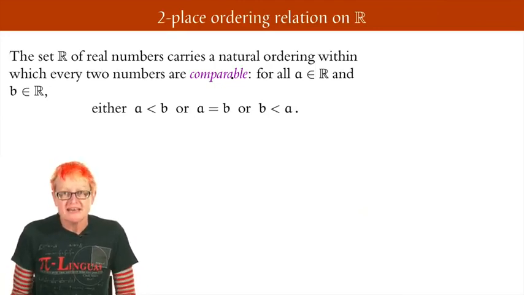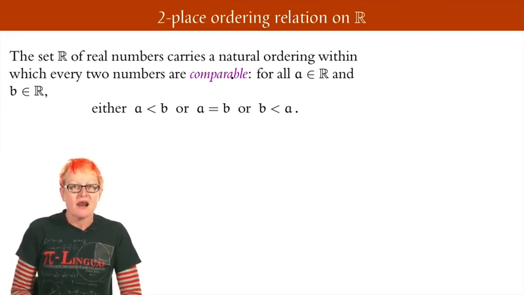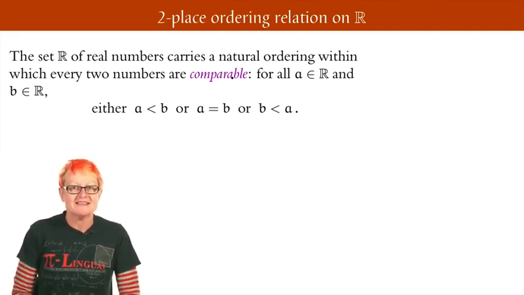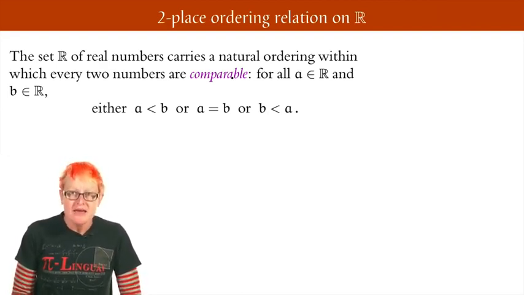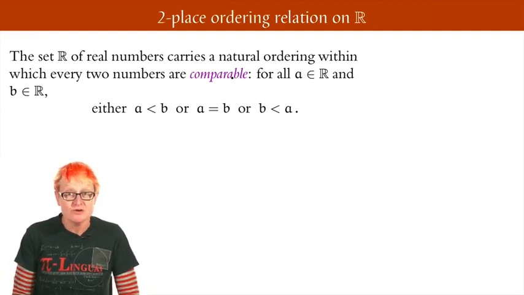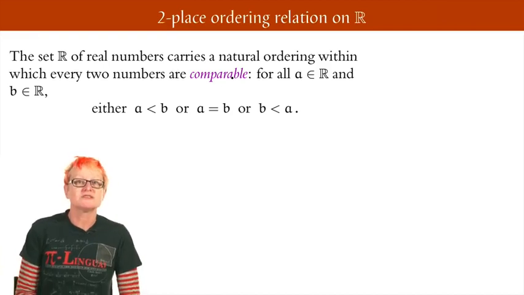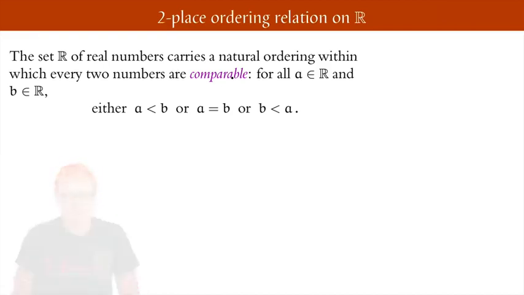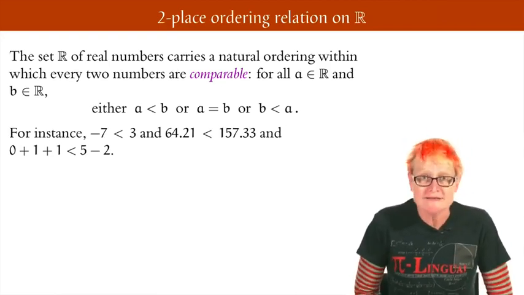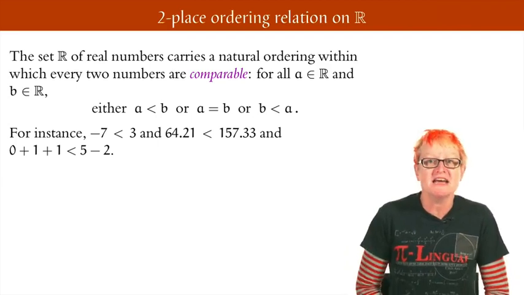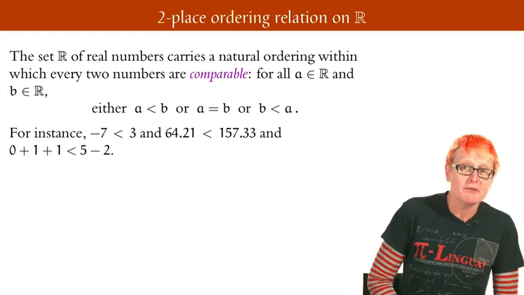The predicate we are particularly interested in is the order relation of less than. The order makes the real numbers a line because the ordering is linear, which means that for any two real numbers a and b, either the atomic formula a less than b is true, or the atomic formula a is identical to b is true, or else the atomic formula b is less than a is true. For instance, -7 is less than 3, and 64.21 is less than 157.33, and say 0 plus 1 plus 1 is less than 5 minus 2.